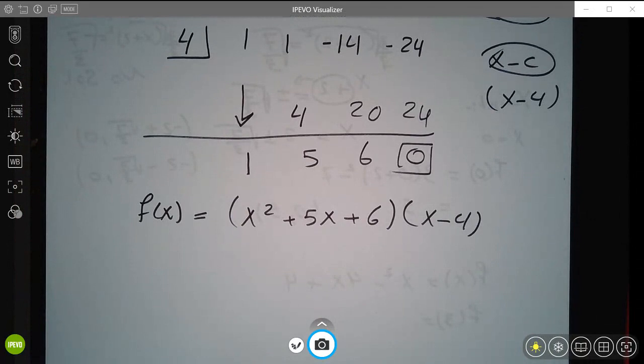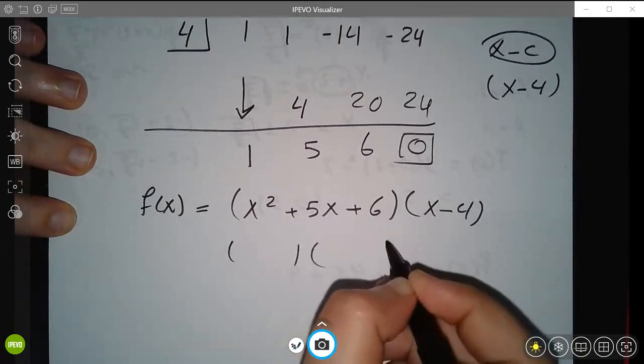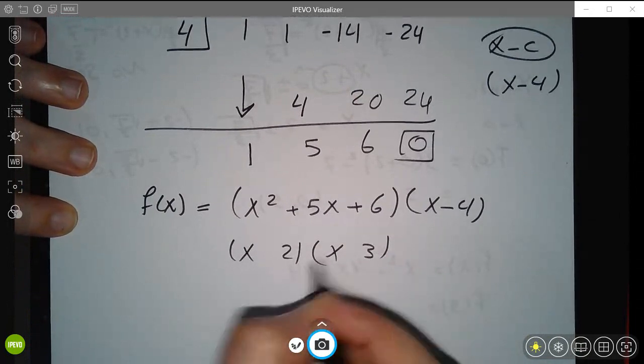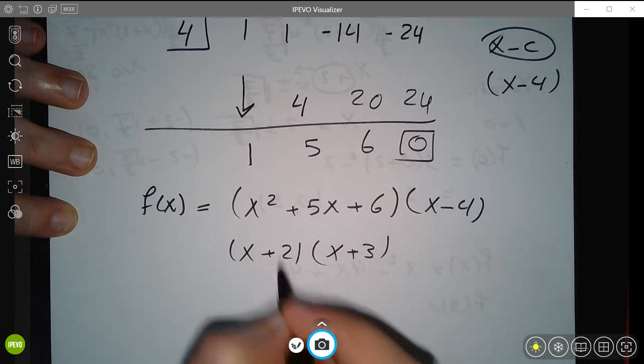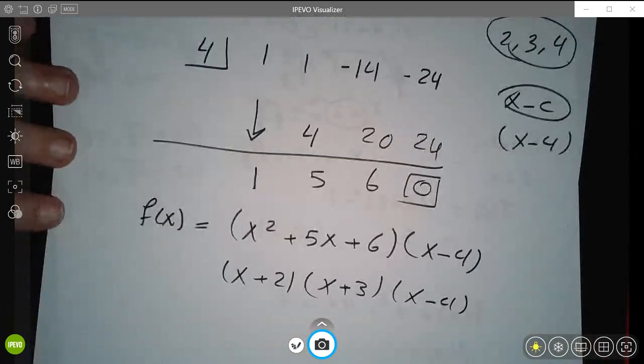Right? Now it's a quadratic. You can factor this. Plus x. X. 6 is 2 and 3. Add them up. They're both positive. And this one was the negative one. That's the answer.